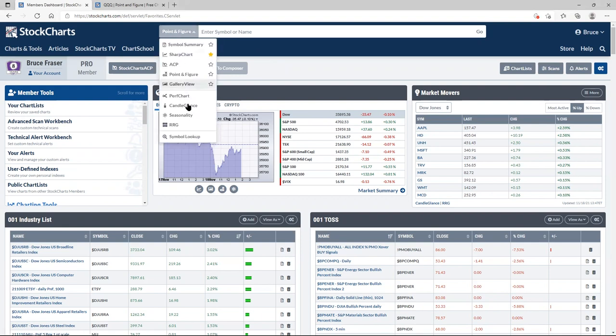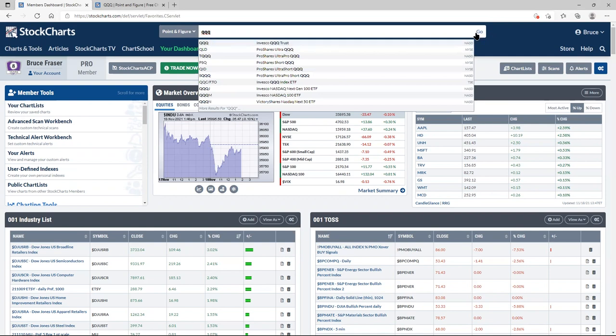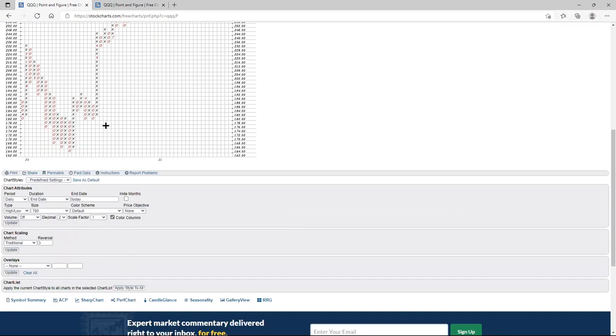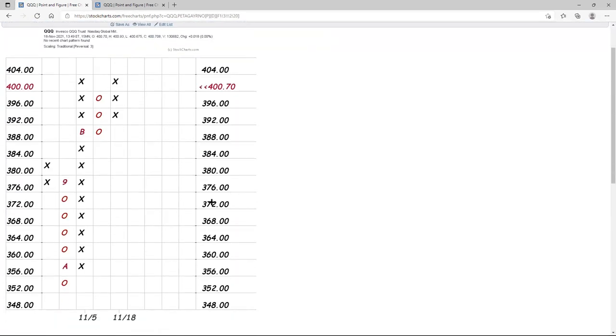So we select point and figure right here, and it's going to give us our standard traditional chart that we have defaulted to. In this case, again, always using daily data, three box reversal, and this is going to give us a daily chart, but we want to do an intraday chart. And so let's go down to the chart attributes and the chart scaling, and let's change this. So period here says daily. Let's make this a 15 minute triple Q chart. And oh my, that just doesn't look useful at all, does it?